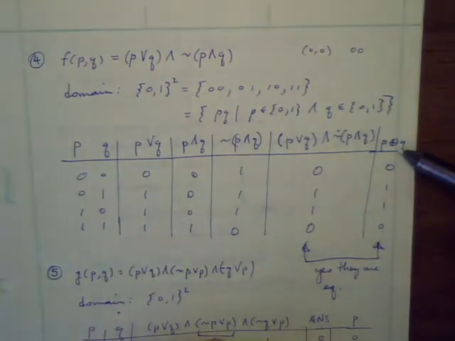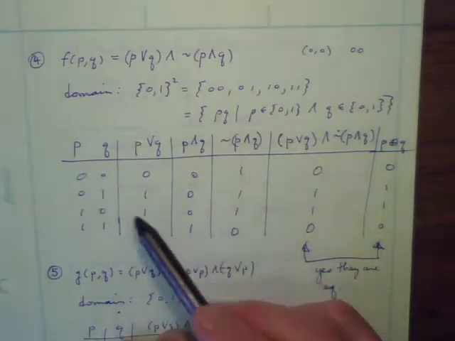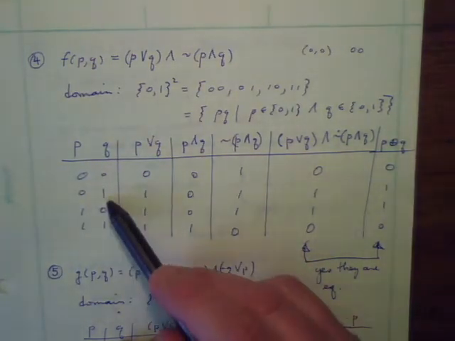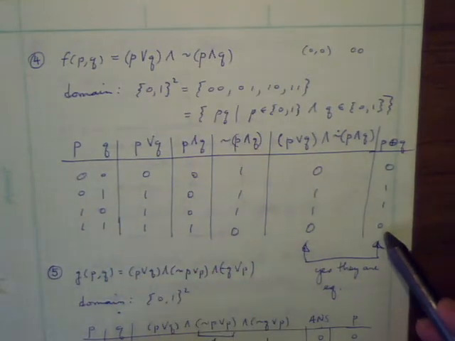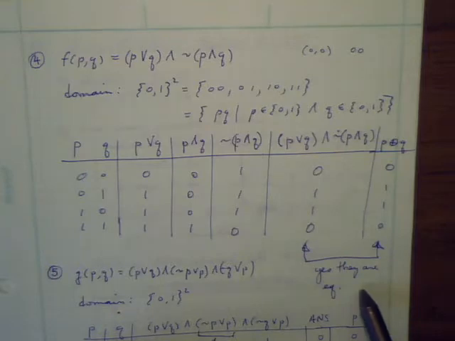And if I look at an XOR, it means P or Q, but not both. And so either one being true by itself, but not both. And so we have a 0 for both. And you can see, yes, they are equal. Okay, so that's problem 4.